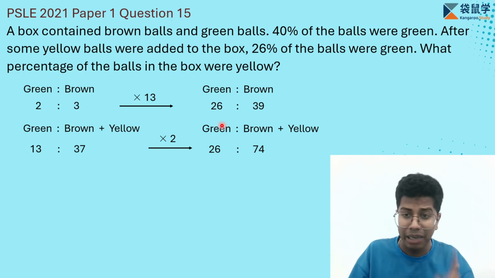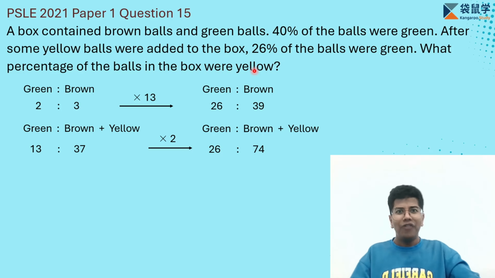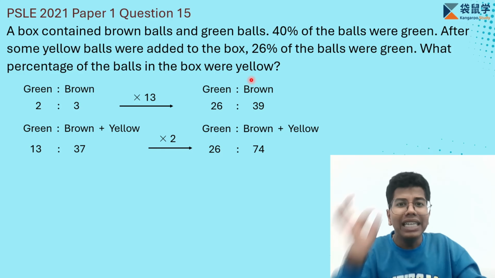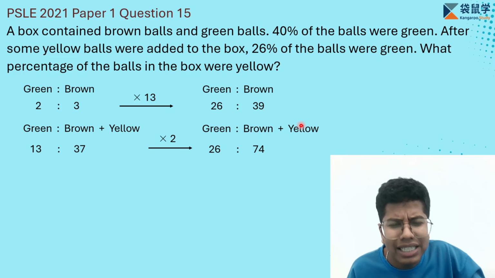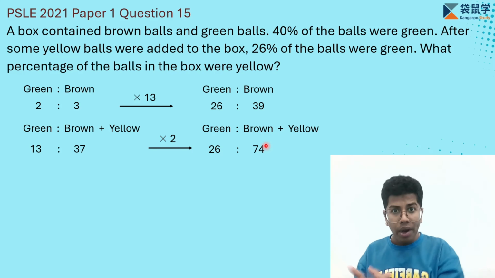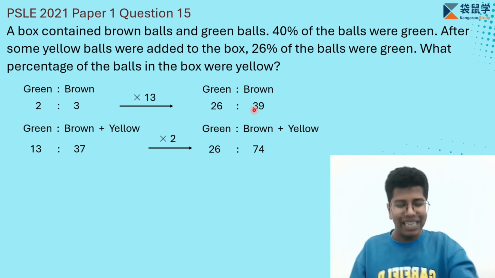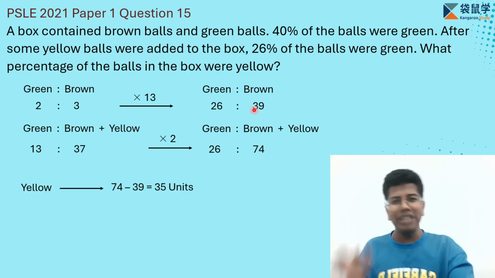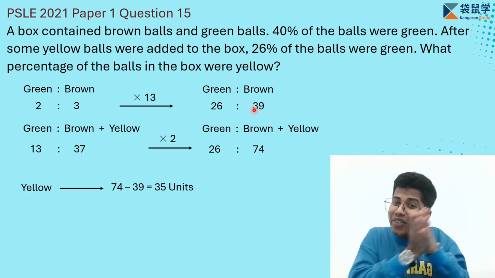The question is asking me to find out the percentage of balls in the box that were yellow. For this, I have to first find out how many yellow balls are present in terms of units. And I can observe here, if brown is 39 units and brown plus yellow is 74 units, can we calculate yellow in terms of units? Of course, it's just 74 minus 39. So I can write down yellow in terms of units is 74 minus 39, which is 35 units.